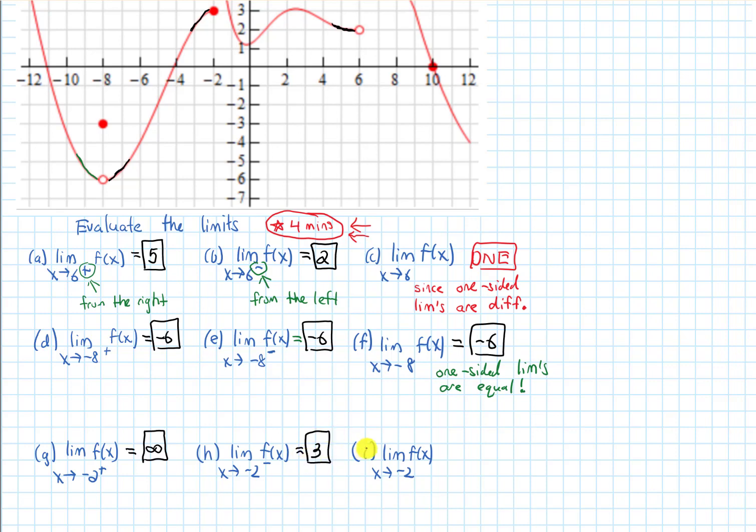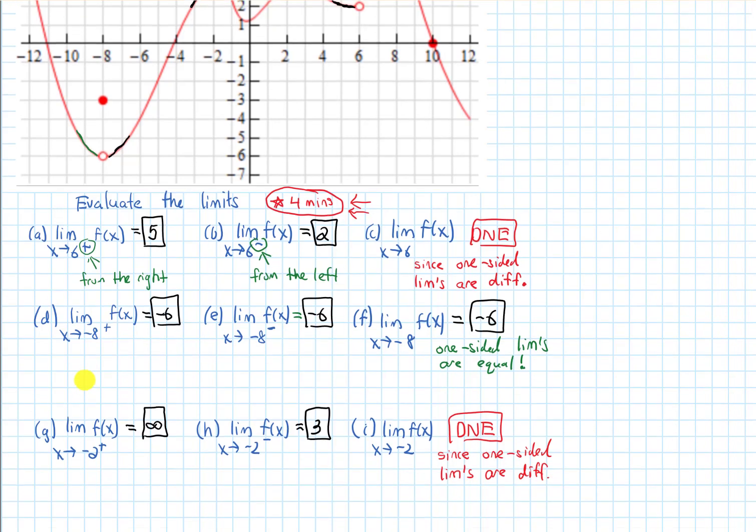I asks me to put those together. What is the overall limit as x approaches -2? This is going to be DNE for the same reason as C, since the one-sided limits are different.